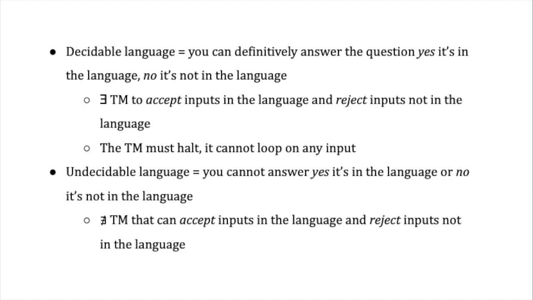An undecidable language is one where you can't handle the accept and/or the reject case. So there does not exist a Turing machine that is guaranteed to accept inputs in the language and reject inputs not in the language. So today we're going to be proving that certain languages are undecidable, and we're going to do this using a mapping reduction.